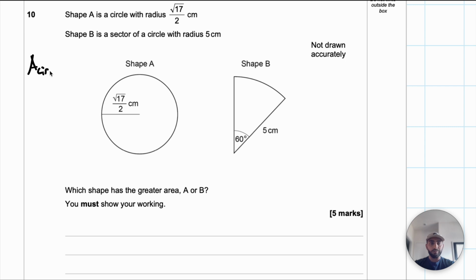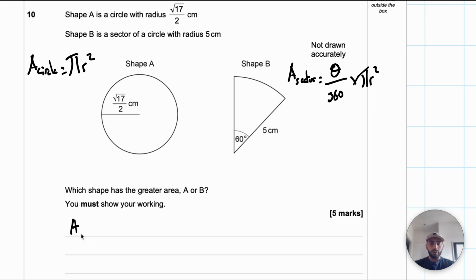So area of a circle, cherry pie delicious and apple pies are 2, so pi r squared. And for area of a sector, it's going to be theta, the angle, divided by 360 multiplied by pi r squared. So it's just the proportion of the circle multiplied by the formula for area of the circle. So let's just work both of these out now.